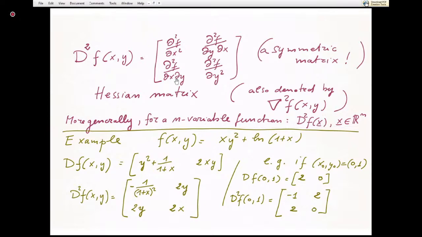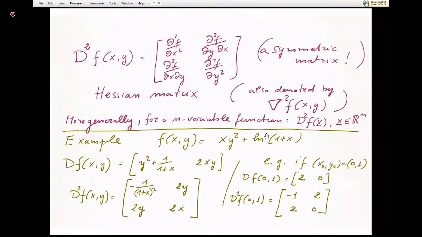Here is an example. f of x, y is x y squared plus the log of 1 plus x. I want to write down very quickly both the gradient and the Hessian matrix at the generic point x, y, and next at the point 0, 1. They are derivatives, so they can be regarded as functions of the two variables x and y, but also as numbers whenever I compute them at a point.